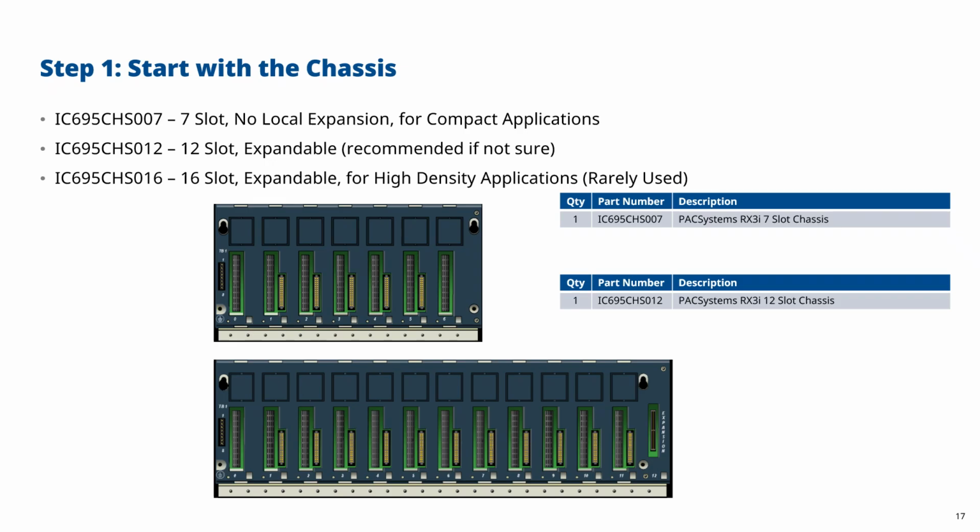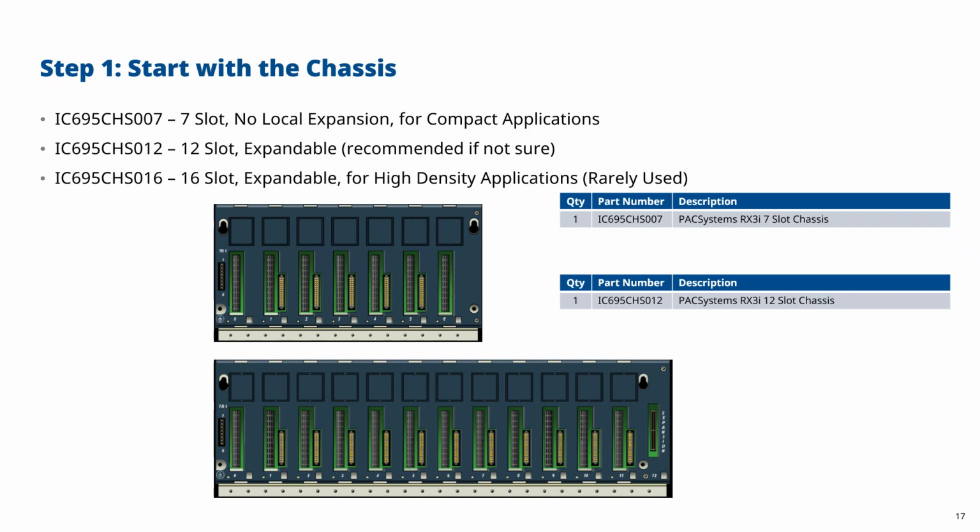So we've got 3 different chassis options. There's a 7 slot with no local expansion, ideal for small compact applications. Maybe you've got mostly distributed I/O and you don't need many I/O modules in the CPU rack, so that's where the CHS007 would come in. Now the part numbers are slightly different this time. With the previous RSTi-EP, EP is the prefix for the I/O modules and EPX is the prefix for the CPUs.